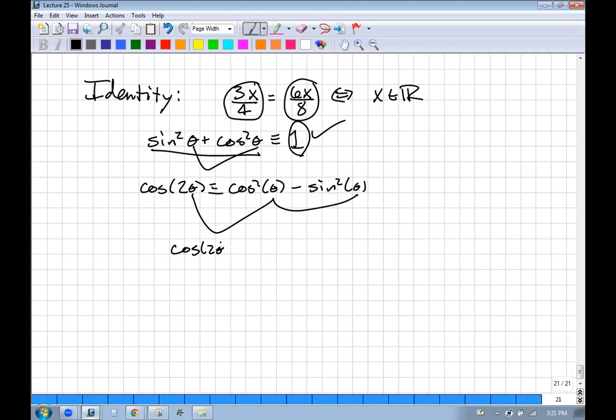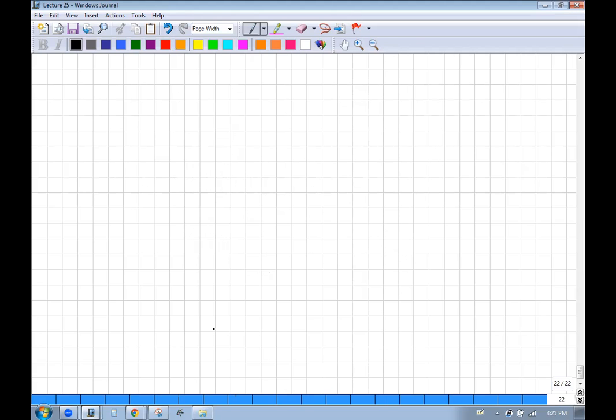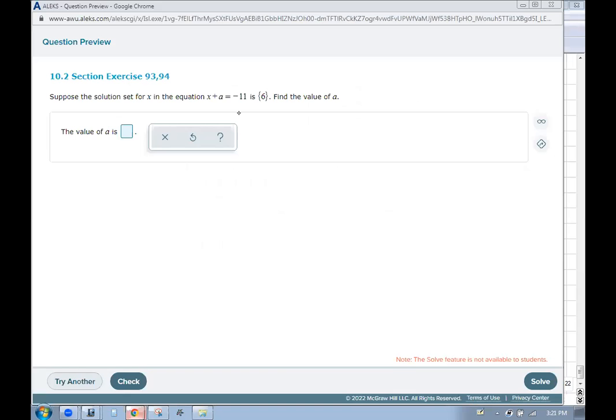Or you subtract cosine squared from both sides. You can always replace this with this, because this statement is the same thing as that one. All I did was move this over. All right? So you're going to learn lots and lots of identities, and it's an important thing to know.